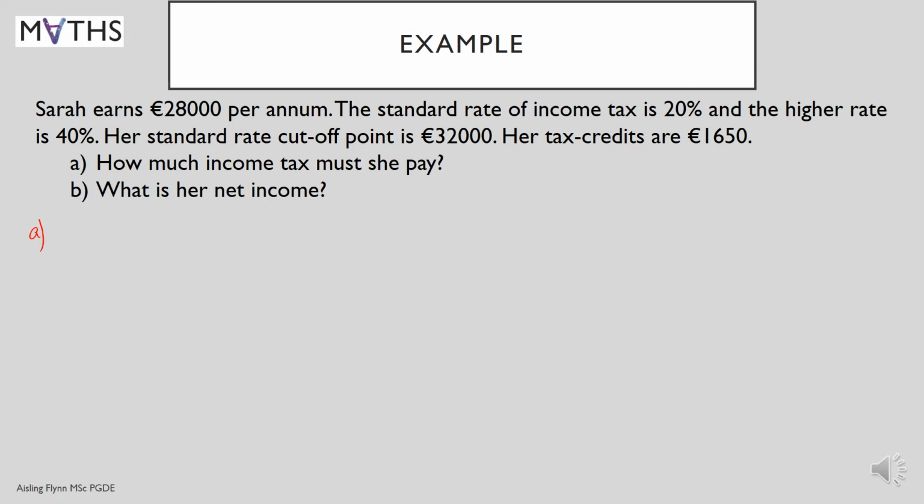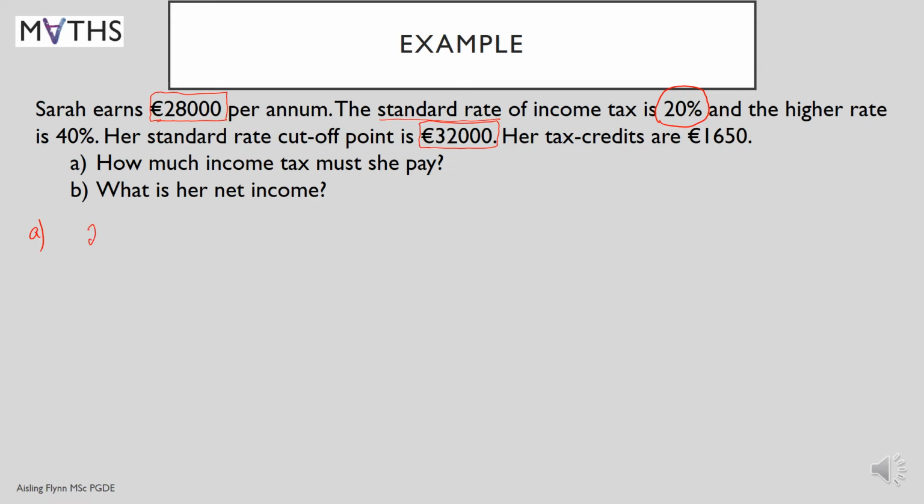Okay, so first things first, her income is €28,000 and her standard rate cut-off point is €32,000. Now you must ask your question, does she earn €32,000 or more than €32,000? No, she does not. So Sarah remains in the standard rate bracket. Okay, she doesn't reach the maximum amount for standard rate. So all of Sarah's income will be taxed at standard rate, which is 20%. Okay, and we don't have to go near a higher rate at all.